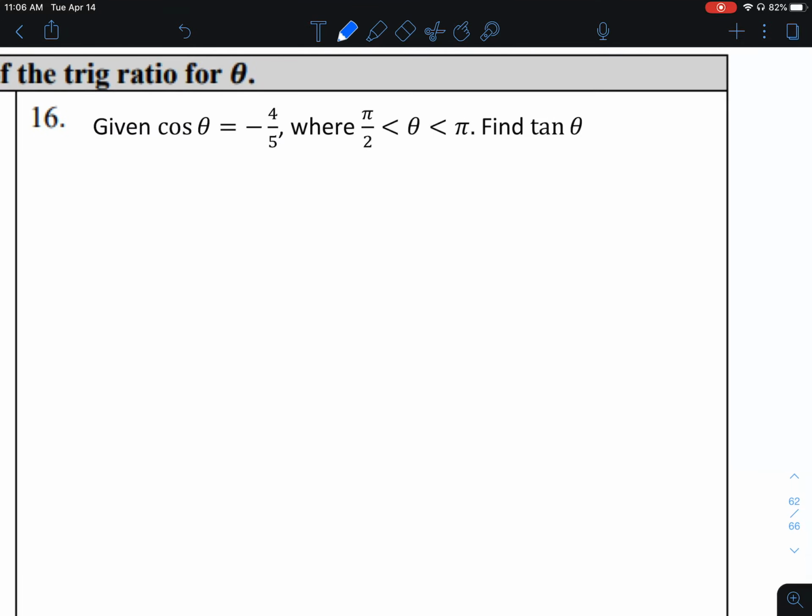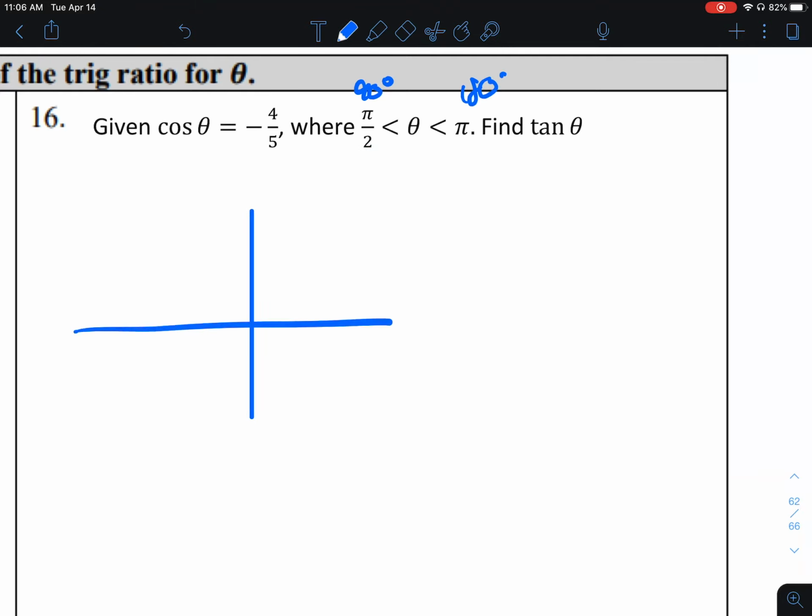16. Oh, this one's using radians. Lovely. Pi over 2 is the same as 90 degrees. Pi is the same as 180. So we are saying this has to be in quadrant 2.